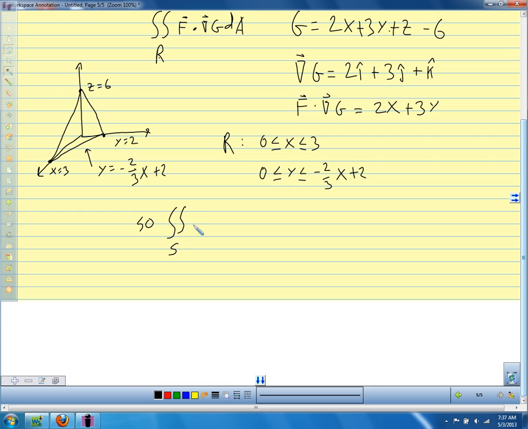So our integral over S of F dot n dS is the integral from 0 to 3, the integral from 0 to minus 2/3 x plus 2 of 2x plus 3y dy dx. So nice, easy integral to evaluate. Just polynomials. We end up with just polynomials in our integral. When we evaluate this, this comes out to be 12.